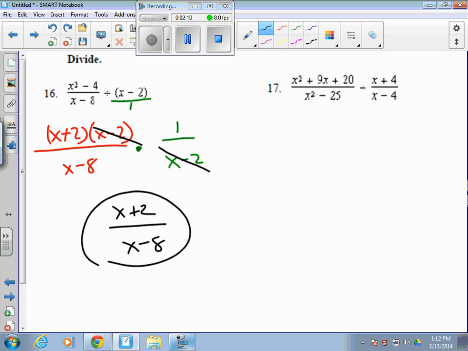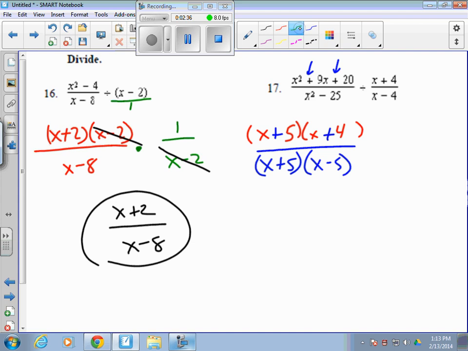Factor out that trinomial x squared plus 9x plus 20 into x times x. And then your factors of 20 are 5 and 4. Remember, this sign means they're the same sign. This side means they're both positive. So plus 4, plus 5. Difference of two perfect squares on the bottom. X plus 5, x minus 5.